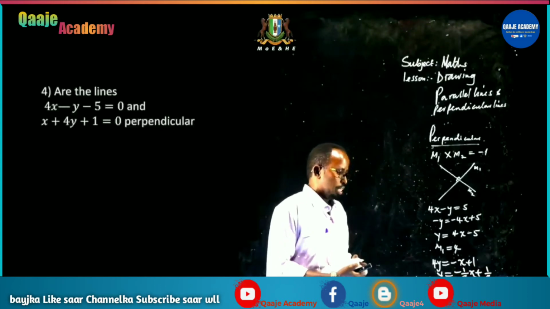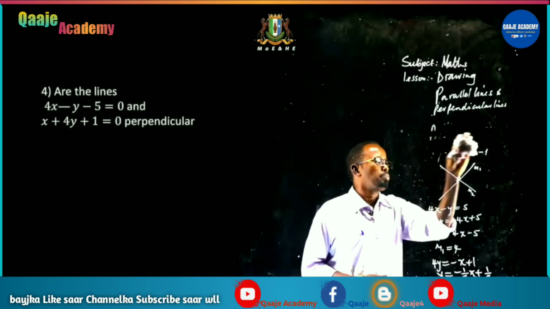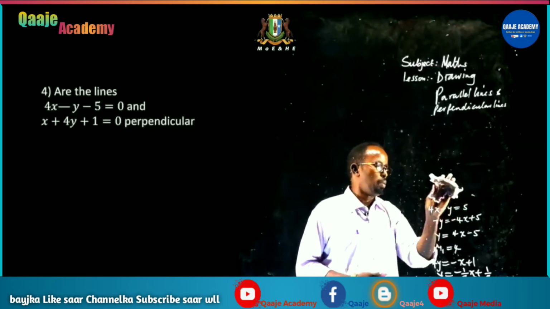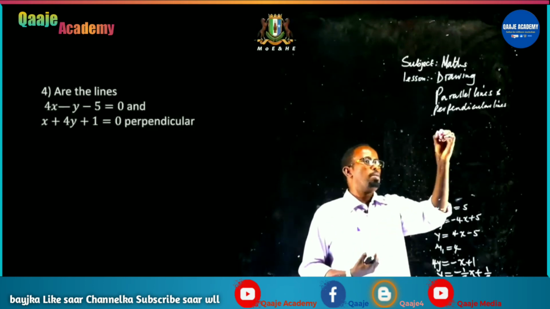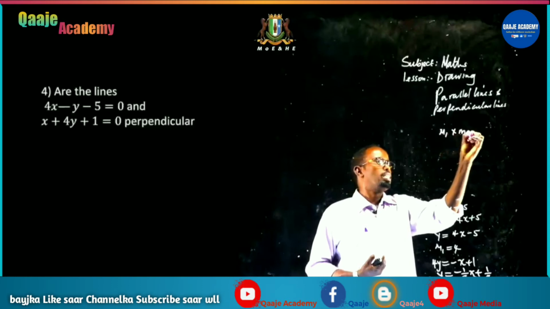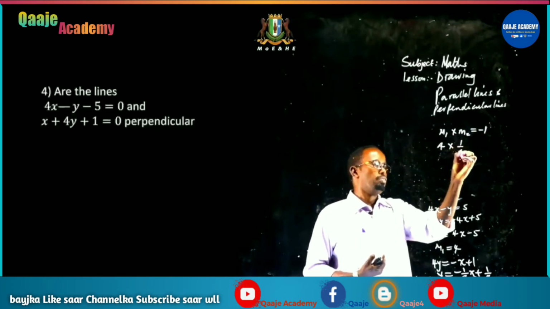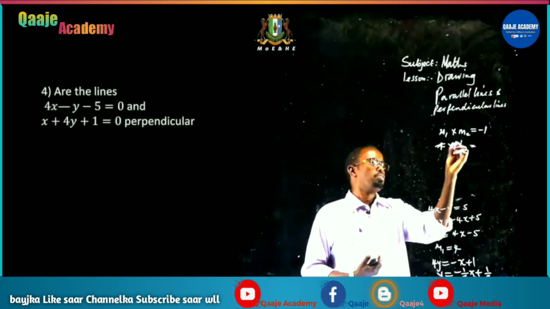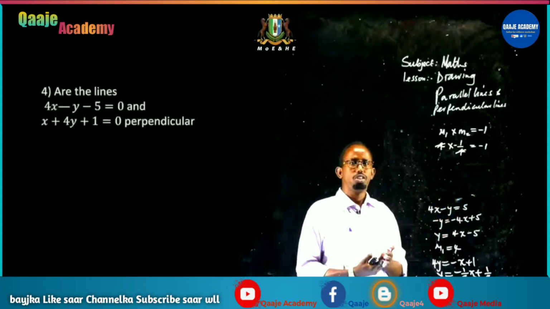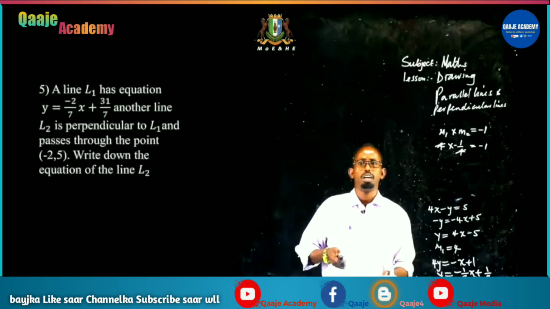So let's multiply the two gradients, m1 multiplied by m2. m1 is 4. So m1 multiplied by m2, the answer is equal to negative 1. Therefore, 4 multiplied by minus 1 over 4, we have the negative sign there. So 4 by 1 over 4, you get negative 1. So these two lines are perpendicular.